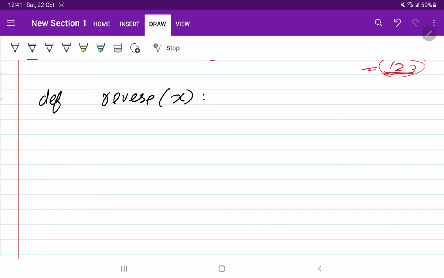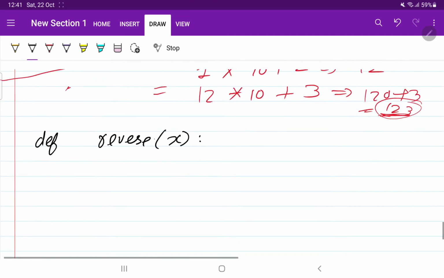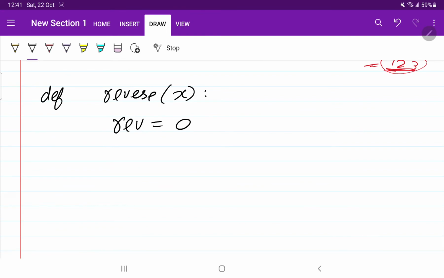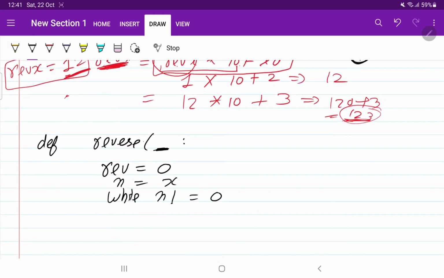Okay, so let us write reverse, which will take one input x. So initially what we will do, we will take last digit. Sorry, we want one variable. Let's say the variable name is rev, that starts from 0. Okay, and we want a number. This x we are not going to change, or else we can change also. Let us store this x in one other variable n. Now while this n does not become equal to 0, let's write n here so you will not get confused.